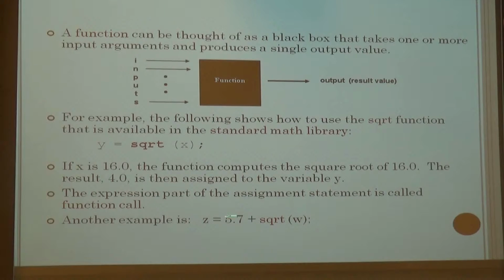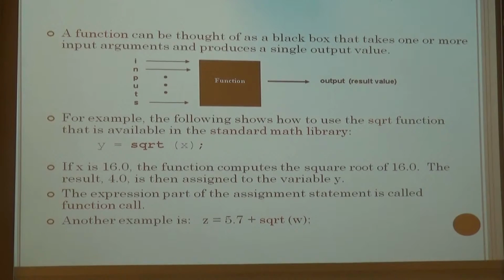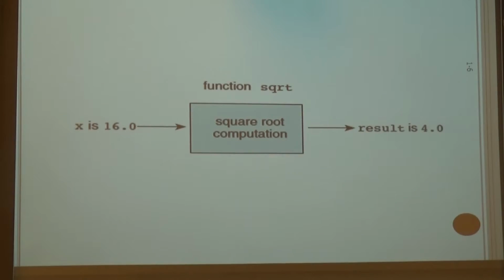For example, we could have done another assignment. Now we have an addition operation between a constant 5.7 and a function call. The result of the function call to square root, given the input of w, will be returned and used as the second operand in the addition operation, and then the overall result will be stored in variable z. So if w is equal to 9, z will be assigned 5.7 plus 3, which is 8.7.